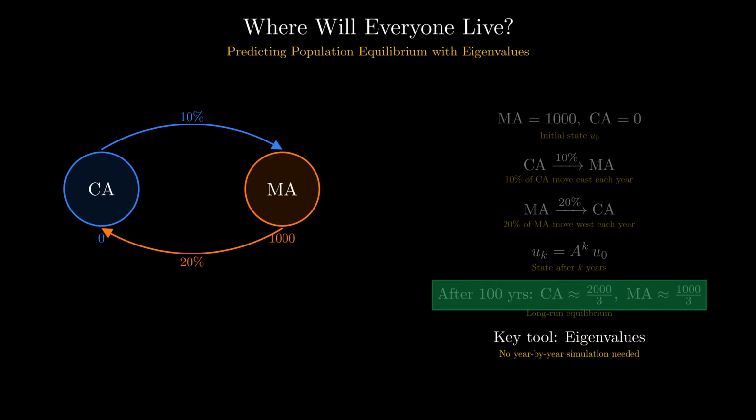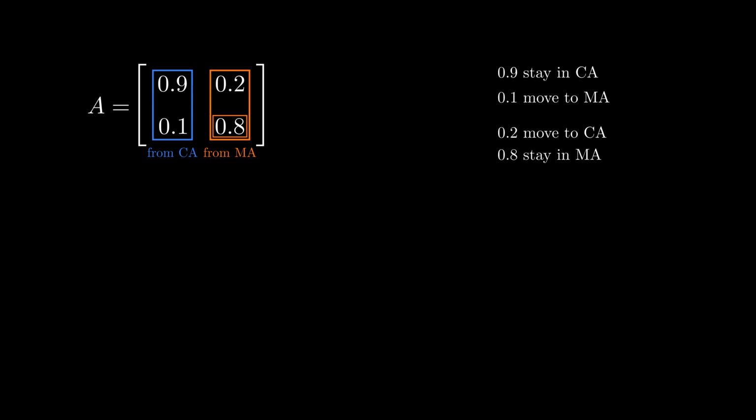The tool that gets us there is eigenvalues. Here is the migration matrix A. The top left entry is 0.9, the top right is 0.2, the bottom left is 0.1, and the bottom right is 0.8. Read this matrix by columns. Column 1 tells the story for Californians. Of every person in California, 90% stay in California, and 10% move to Massachusetts. Column 2 tells the story for Massachusetts residents. 20% move to California, and 80% stay in Massachusetts.